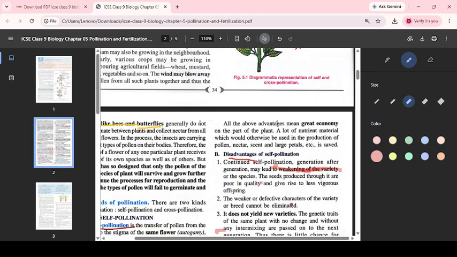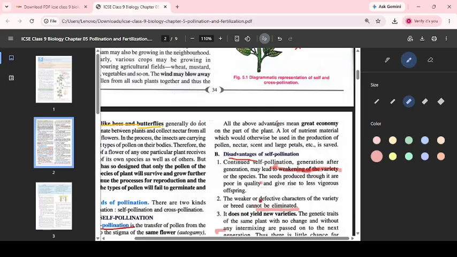Second, the weaker or defective character of the variety cannot be eliminated. What does it mean? We know some homozygous recessive traits exist, or in the heterozygous condition one dominant trait is present and one recessive trait is hidden. You cannot remove them in self-pollination, but in cross-pollination it can be easily removed. So this weaker or defective character stays hidden and passes from one generation to the next. We cannot eliminate it. But if you do cross-pollination, there is a chance you will get the homozygous recessive condition and remove that particular character.